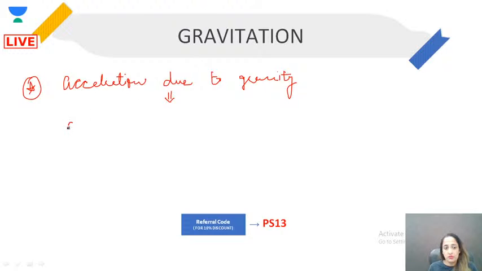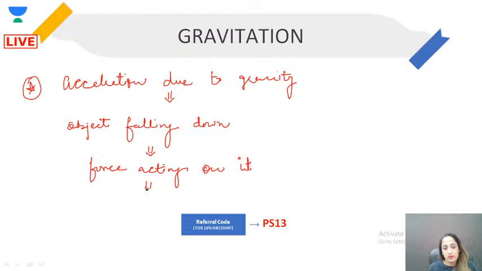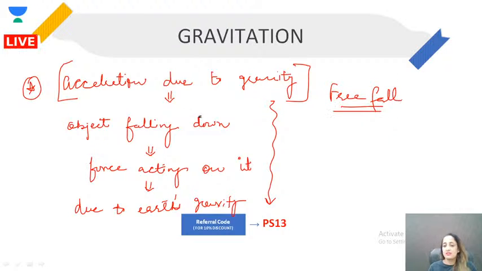This is an object when it is falling down, okay, there is a force acting on it, and that is due to Earth's gravity. And as it is falling down and there is a force acting on it, we call this acceleration as acceleration due to gravity. Alright? And this is called free fall. As there is no change in the direction of the falling object, but yes, of course, there is change in velocity.